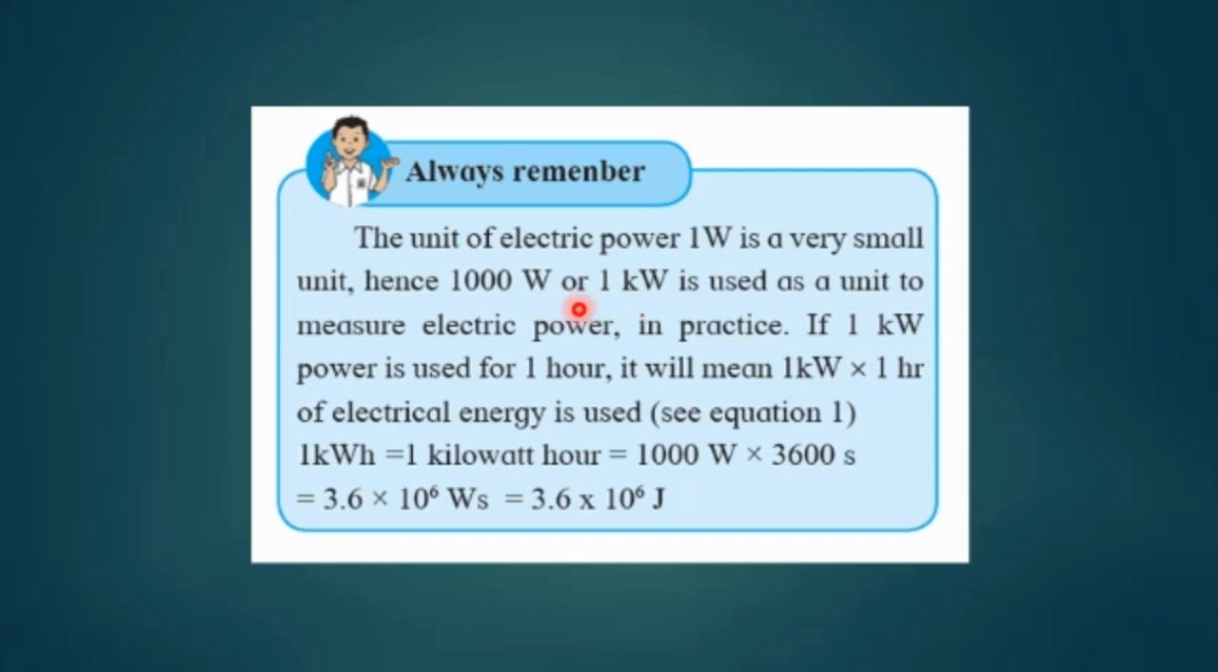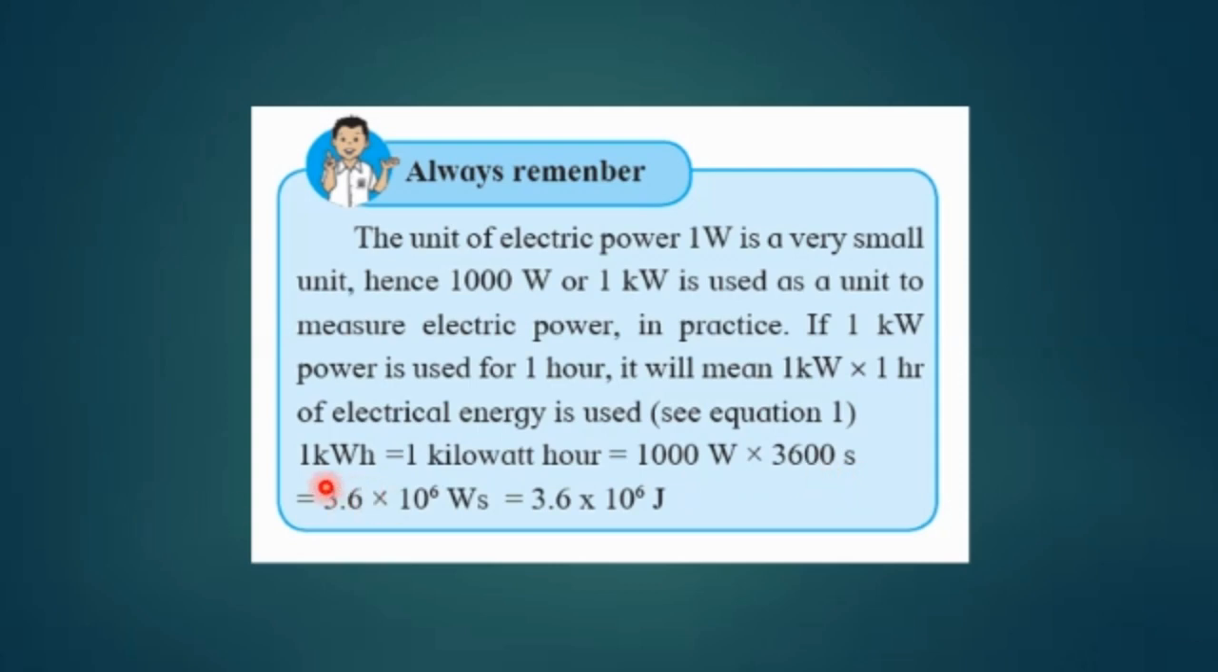Okay, 1 kilowatt is equal to 1000 watt is used as a unit to measure electric power in practice. If 1 kilowatt power is used for 1 hour, it will mean that 1 kilowatt multiplied by 1 hour of electrical energy is used. Are you getting it? So see here, 1 kilowatt hour is equal to 1000 watt hour. 1 kilowatt is equal to 1000 watt, multiplied by 1 hour, which is equal to 3600 seconds.